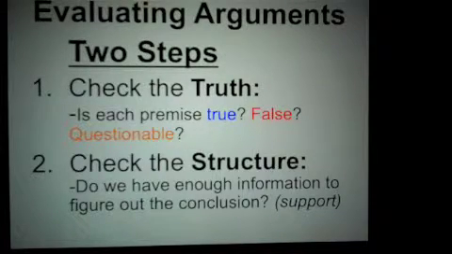So in general, we're going to take these two steps to evaluate each and every argument. We're going to run each and every argument through two separate tests. The truth step, where we ask for each premise, is it true, is it false, or is it questionable? And notice we only ask that about the premises. We don't ask that about the conclusion. We don't ask whether the conclusion is true or not. We just check the premises.